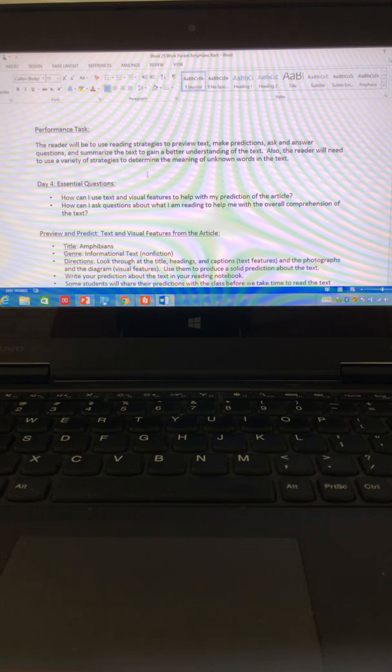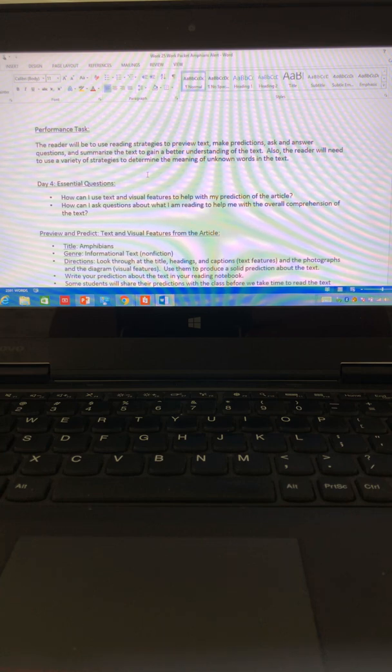Our performance task. The reader will need to be able to use reading strategies to preview the text, make predictions, ask and answer questions, and summarize the text to gain a better understanding of the text. Also, the reader will need to use a variety of strategies to determine the meaning of unknown words within the text.